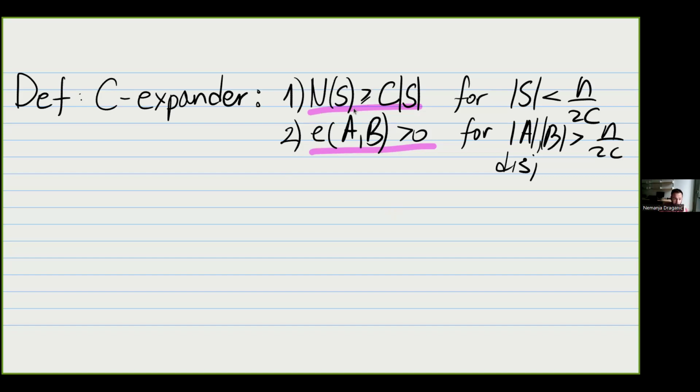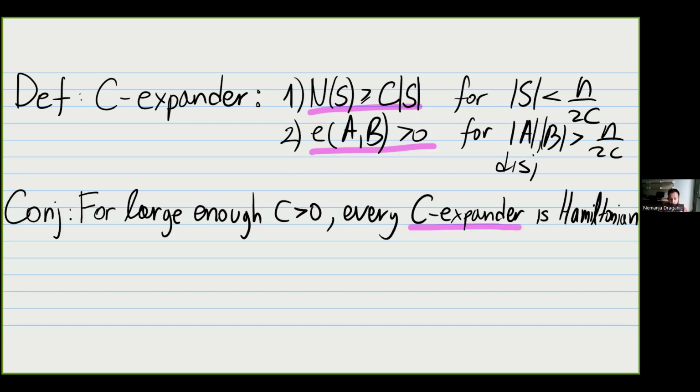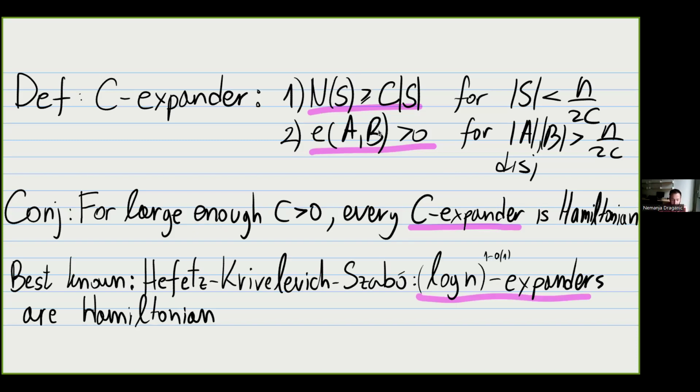Okay, so I defined the C expander, and then the conjecture which I was mentioning is that for every large enough constant C, every C expander is Hamiltonian. So just vertex expansion and edges between large enough sets should already be enough for Hamiltonicity. And the best known result in this direction was by Hefetz, Krivelevich, and Sudakov, I think 2014, which gives that if you have roughly log n expanders, then your graph is Hamiltonian.